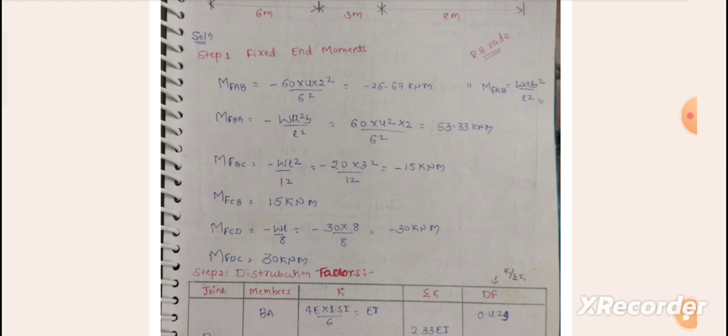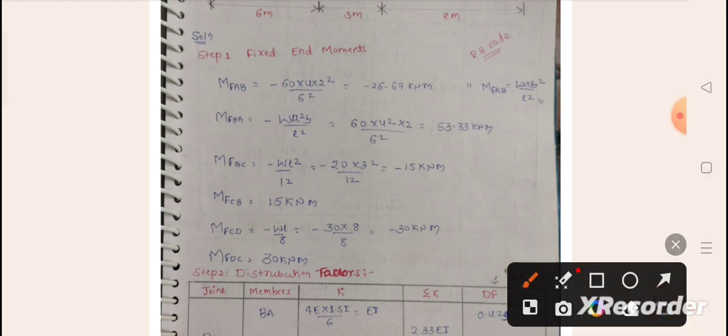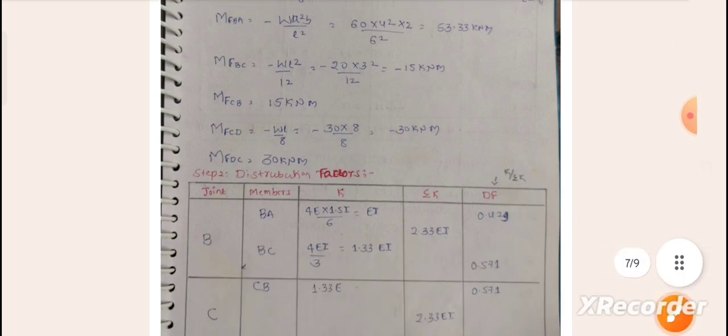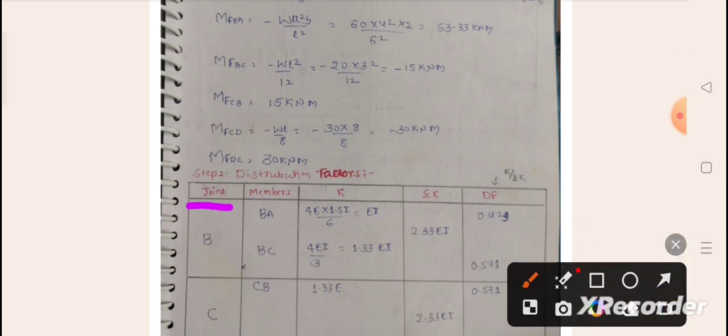So this is step number 1. Whenever you want to solve a problem by the moment distribution method, step number 1 is to calculate the fixed end moments. In step number 2, we have to calculate the distribution factor. For that, we have to prepare the distribution table. In the distribution table, first will be joint, next will be members, next is K meaning stiffness, and summation of K, and next one is distribution factor.